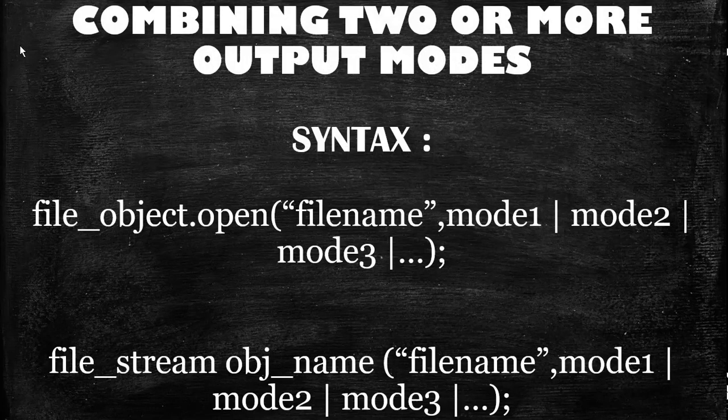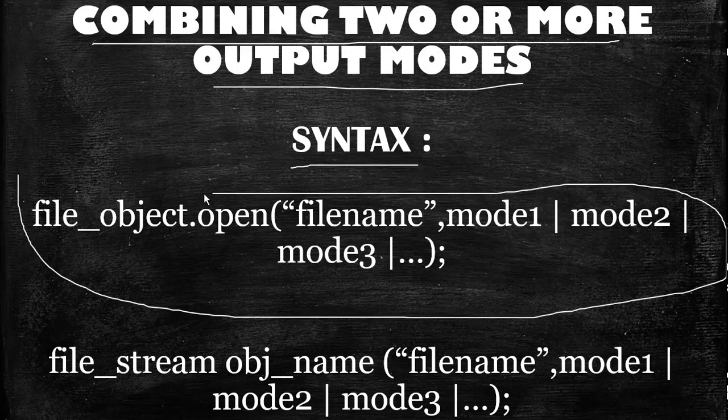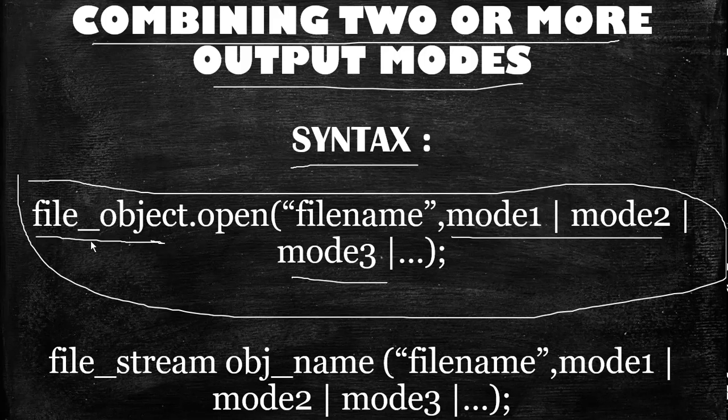Now there is one more concept: you can combine two or more file modes inside the statement. So here is the syntax. We are opening a file using the open function, and inside this we are using two or more file modes. Write the object name, then the dot operator, then the open function, and inside the brackets we first write the file name inside the inverted commas, then we give a comma, and then we write the modes here.